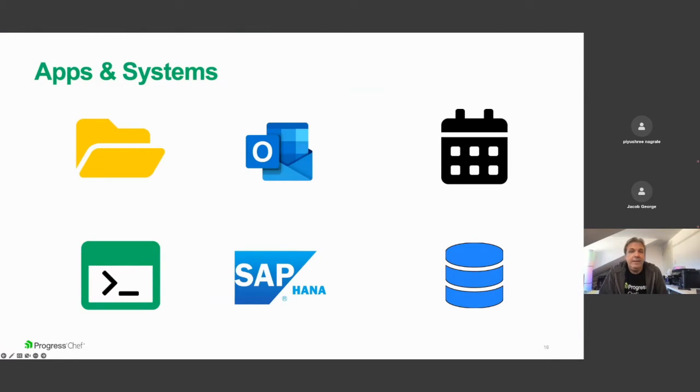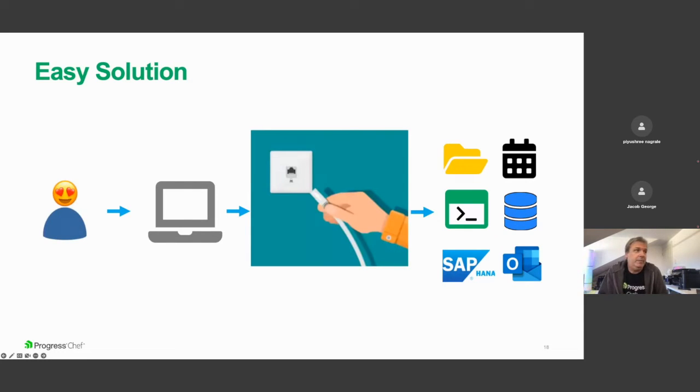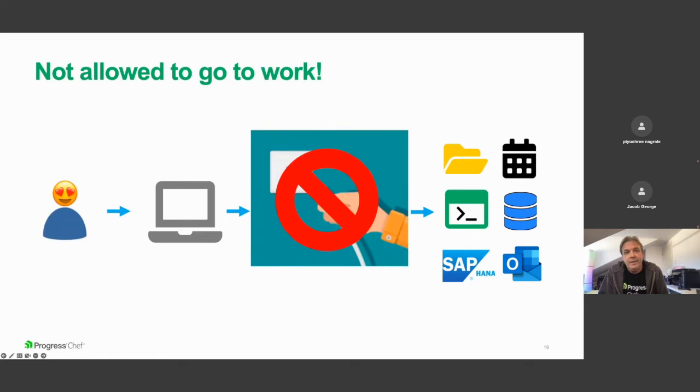So if we take an example of this, we've got these applications that we want to get access to. So we need to reach them. How are we going to reach them from our user on our device? Well, historically, the easy solution is we just plug into the network and away we go. But of course, COVID's happened. We don't go to work. I'm talking to you from my home. I'm sure some of you are at home as well. So we don't have access into the corporate network.